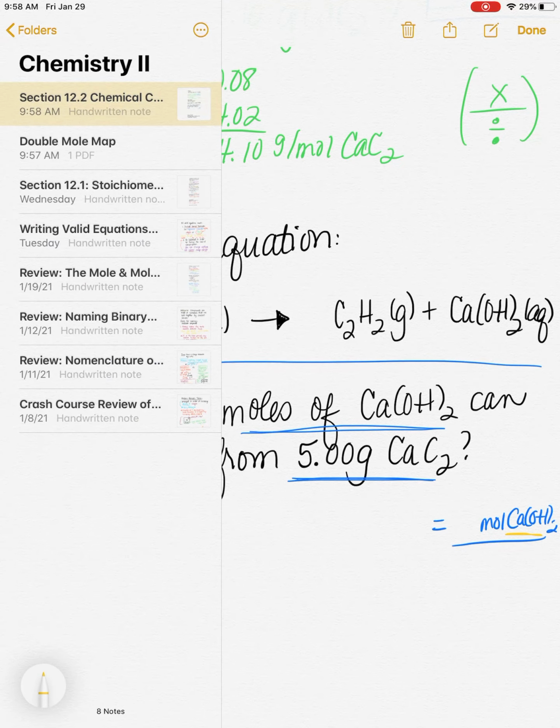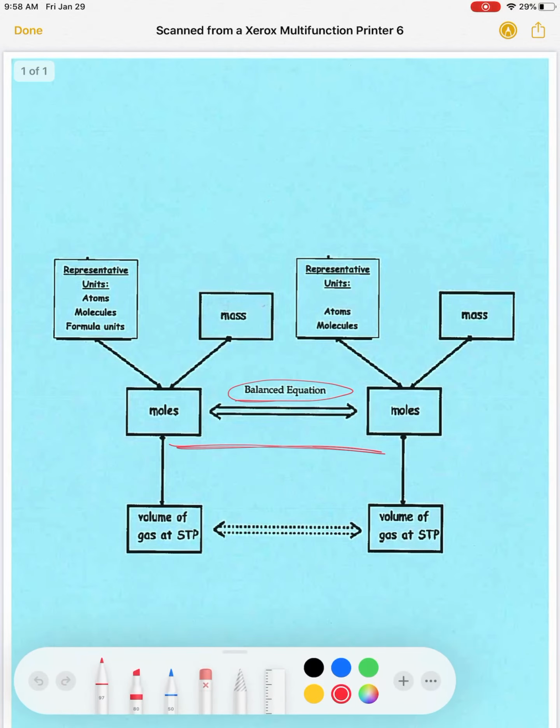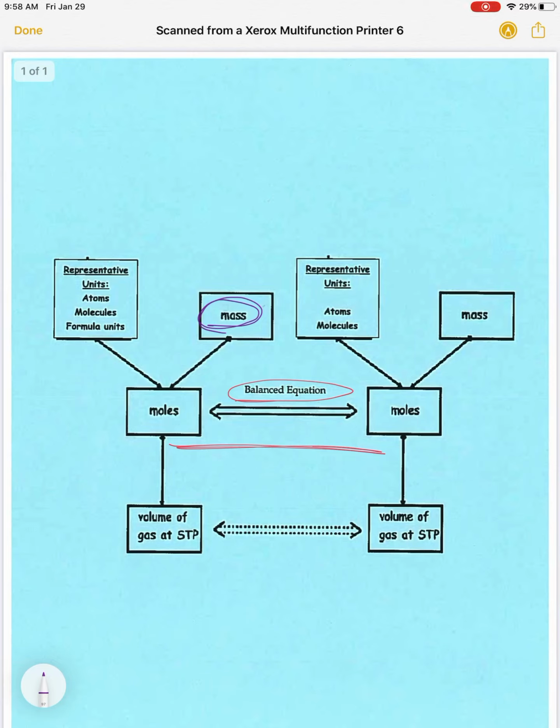So if I go to my double mole map here, that's like saying that I'm starting, let's pick a different color here. Maybe we'll do purple. I'm starting here with a mass of, in this case, CaC2, but I'm trying to get not to moles of CaC2, which would be right here. I'm trying to go to moles of calcium hydroxide over here.